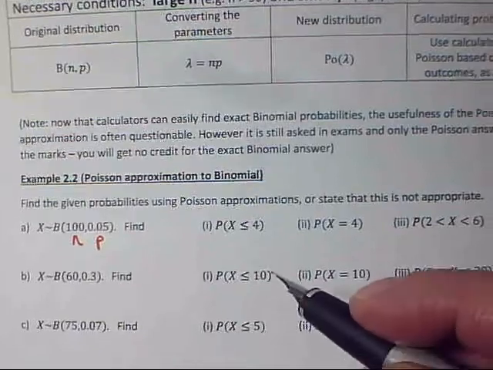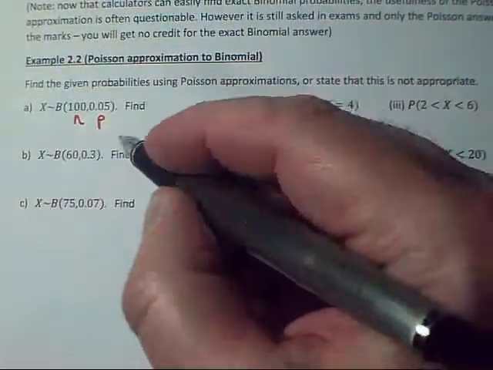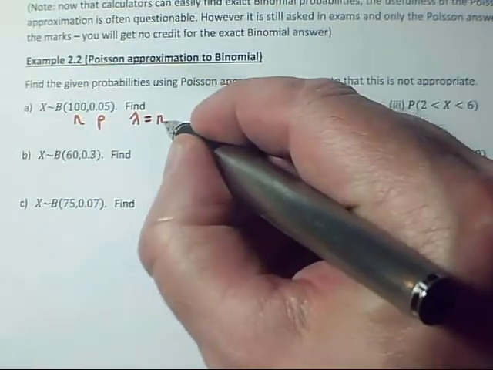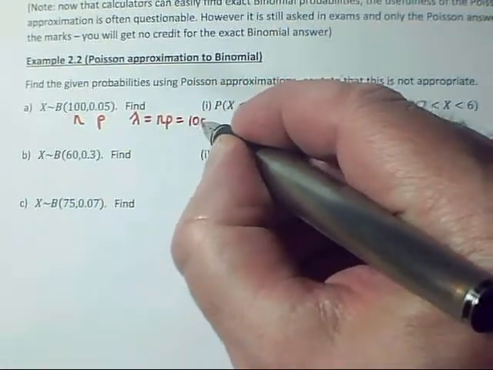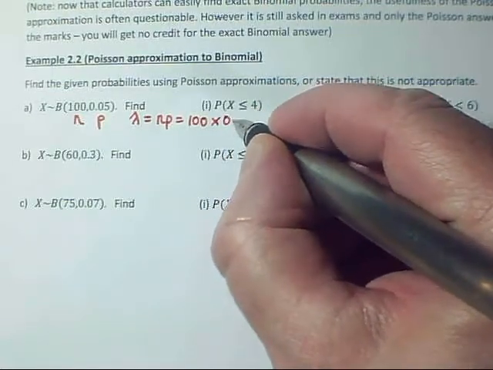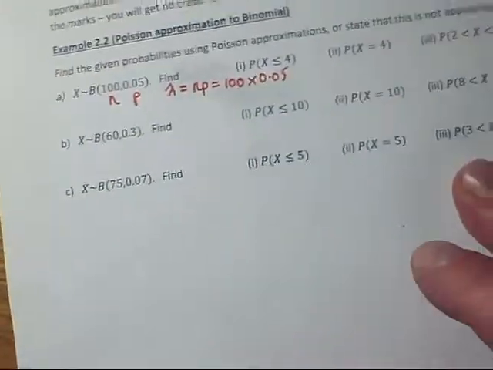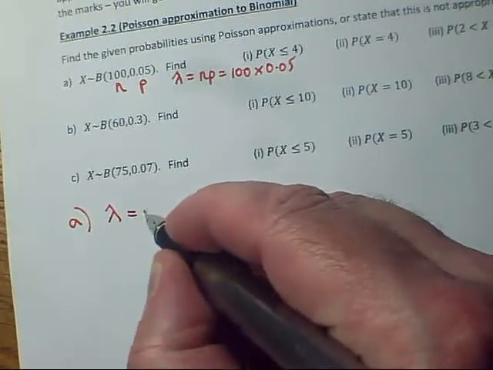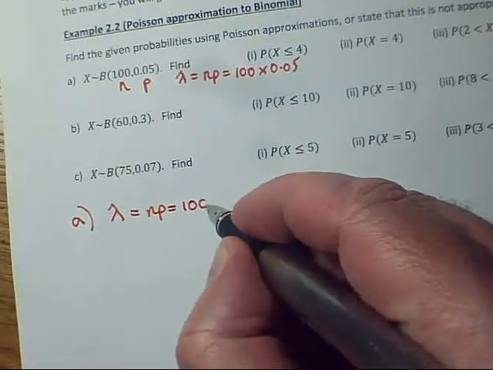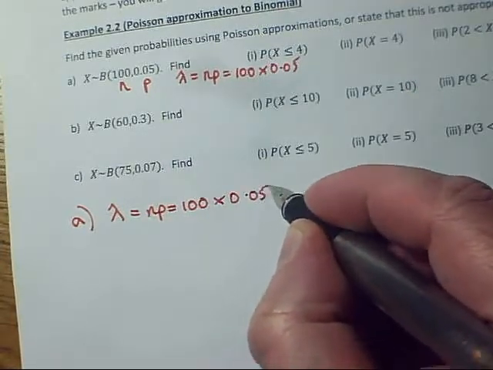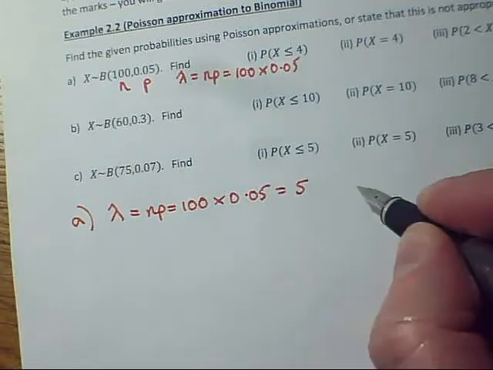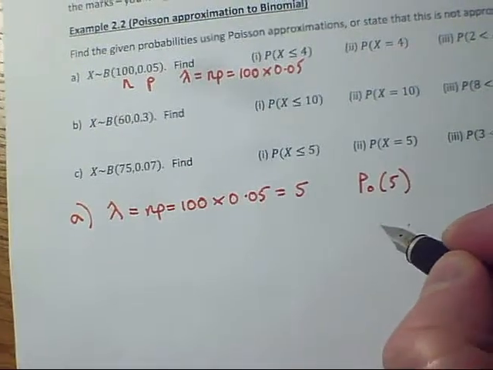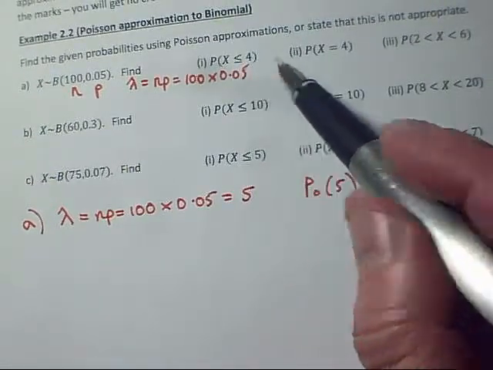I need to set up a Poisson with the correct mean. So my lambda, which is the mean, is going to be np, which is going to be 100 times 0.05. Okay, actually let's do this properly in the space down here. So for part A, lambda equals np equals 100 times 0.05, which is 5. So I'm going to be using the distribution of Poisson with mean 5. And then all I need to do is my separate probabilities.